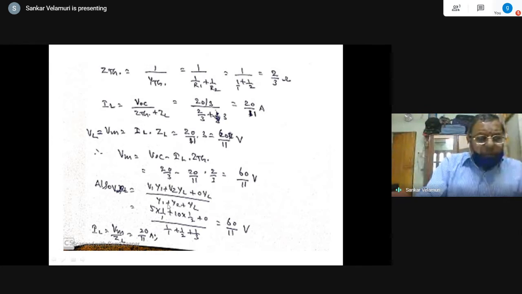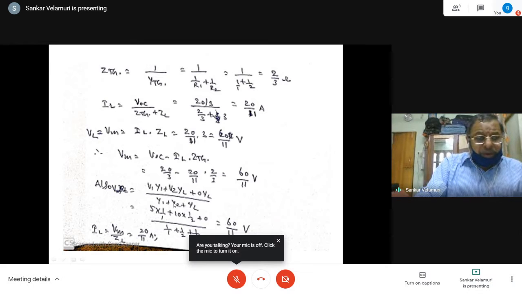The same thing can also be obtained directly by using the formula. VM is equal to V1 Y1 plus V2 Y2. This is Y2. Looks like YL, sorry. So V1 Y1 plus V2 Y2 plus so on plus 0 into YL, 0 into VL, divided by Y1 plus Y2 plus YL. Directly use the 60 by 11.